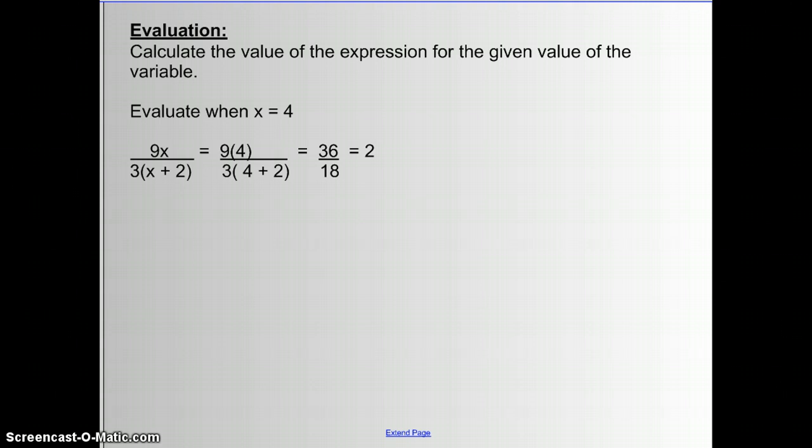Right? Let's calculate that 4 plus 2. That's 6. So the denominator becomes 3 times 6, or 18. The numerator becomes 9 times 4, or 36. So your answer here is 2. Hopefully you won't have any problem with grouping symbols.